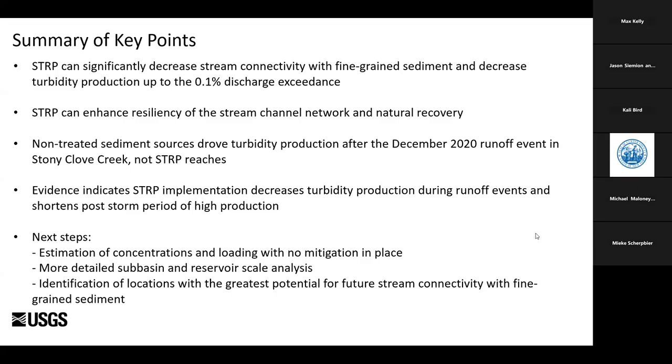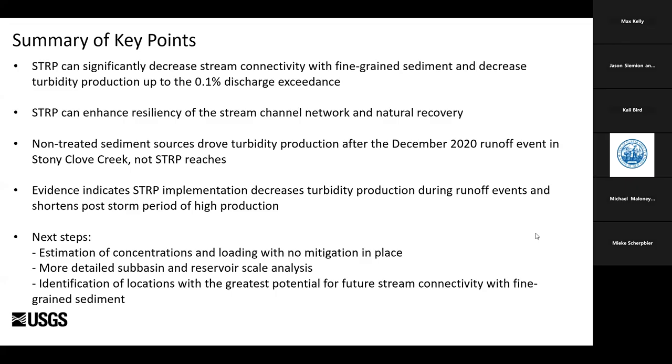So some of the next steps that we're going to be working on this winter as we wrap up our projects and get our final products out: we're going to try and estimate what the concentrations and loads would be with no mitigation in place, which is going to be tough because it's a chaotic, complex system. We're going to do a more detailed analysis on subbasin and reservoir scale turbidity, very similar to what Don did at the reach scale, but looking more broadly through the basin.